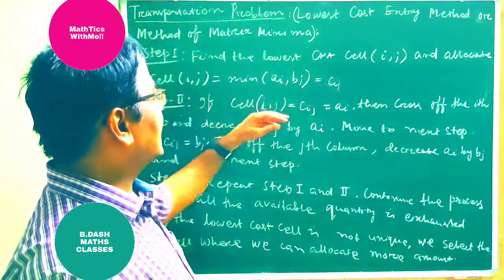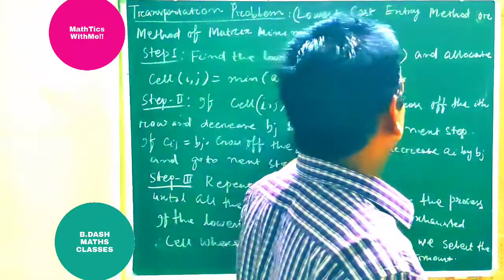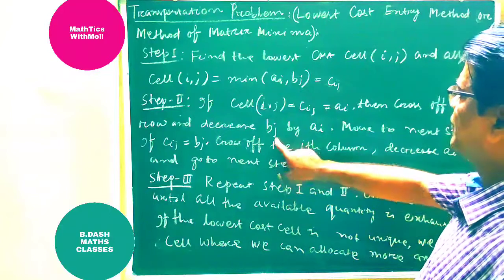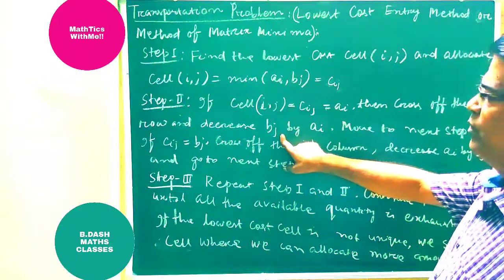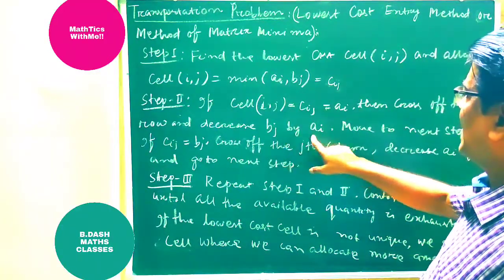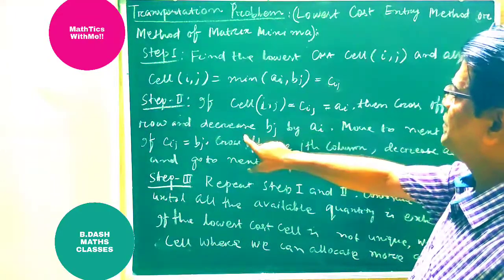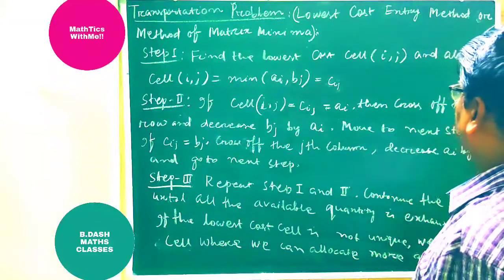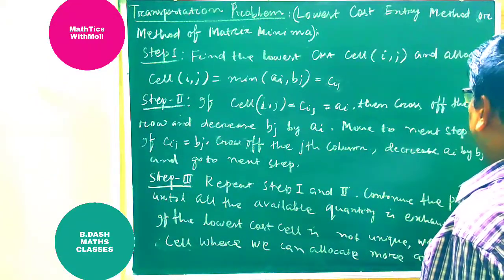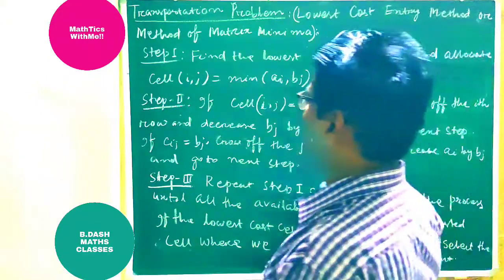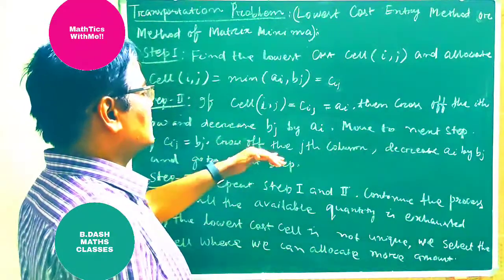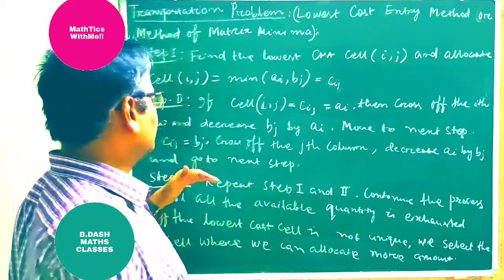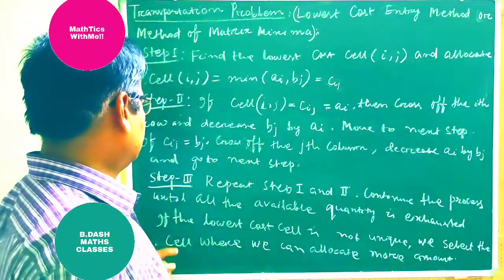If Cij is equal to Ai, then we have to cross the first row and decrease the column quantity Bj by Ai. Then we move to the next step. If Cij is equal to Bj, then cross out the jth column, decrease Ai by Bj, and move to the next step.